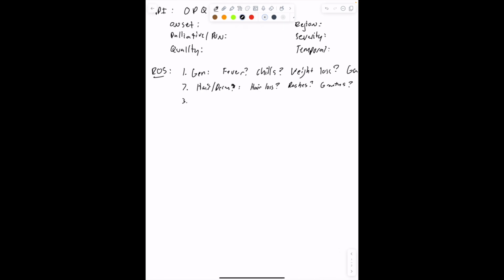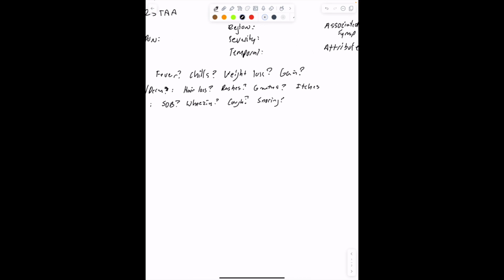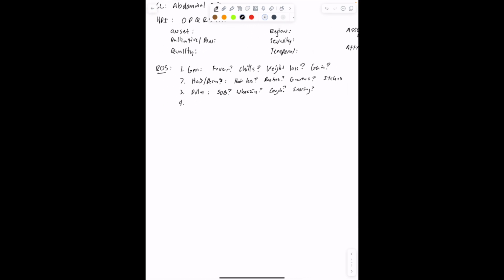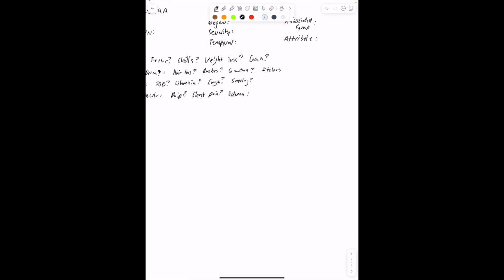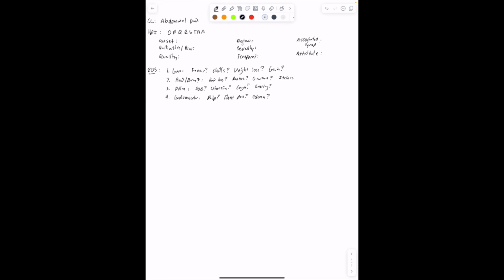Then going further down, we have pulm, so breathing, so shortness of breath, wheezing, coughing, snoring, any sign of difficulty breathing, cardiovascular, so we have any palpitations, chest pain, any edema in the legs. Then I suppose you can ask about heartburn and loss of consciousness. Okay, moving on. So we have MSK. Actually, I think GI makes sense to go next.